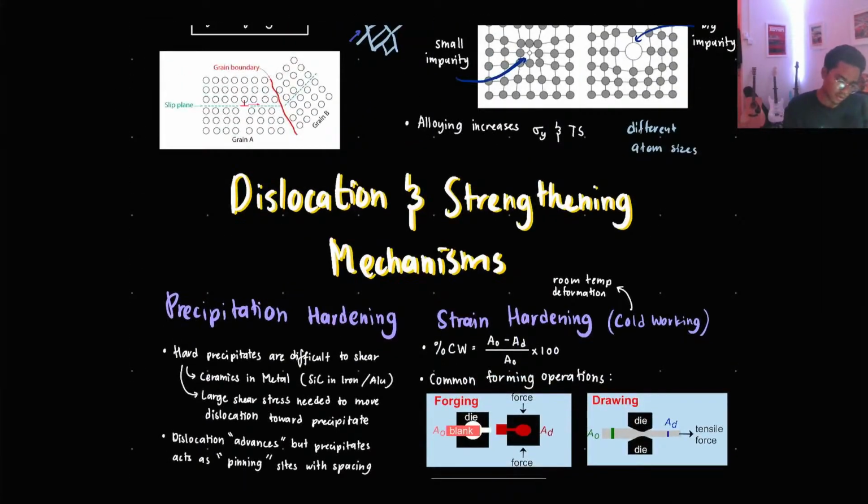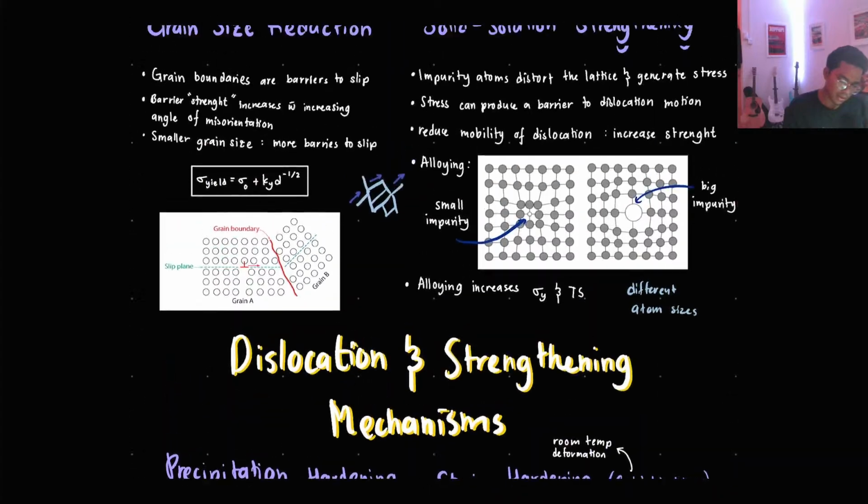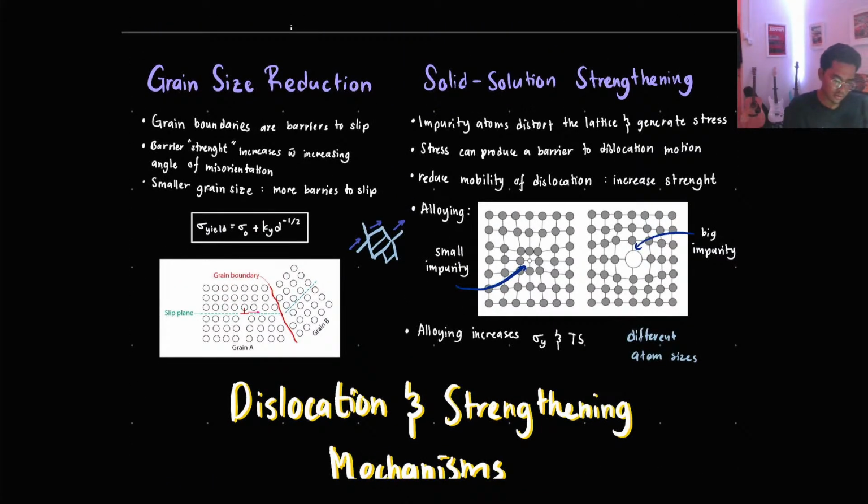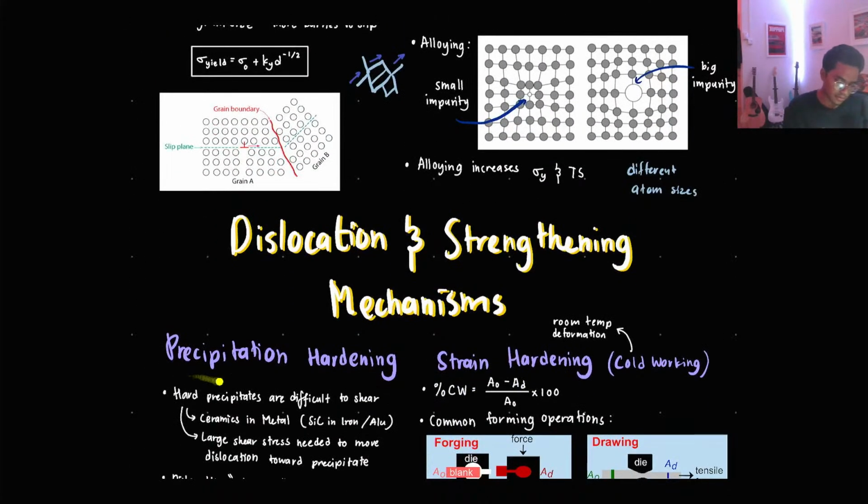So these four techniques of strengthening, you guys should memorize: solid solution, grain size, precipitation, and strain hardening. If everyone's okay, we can move on to the next chapter.